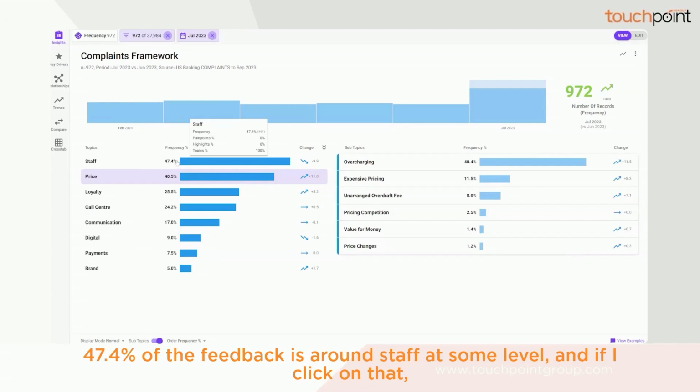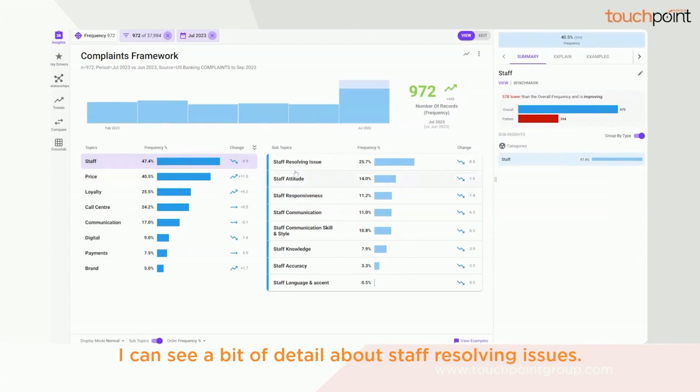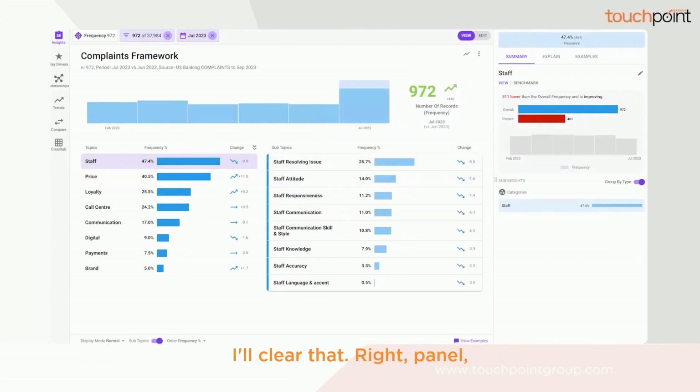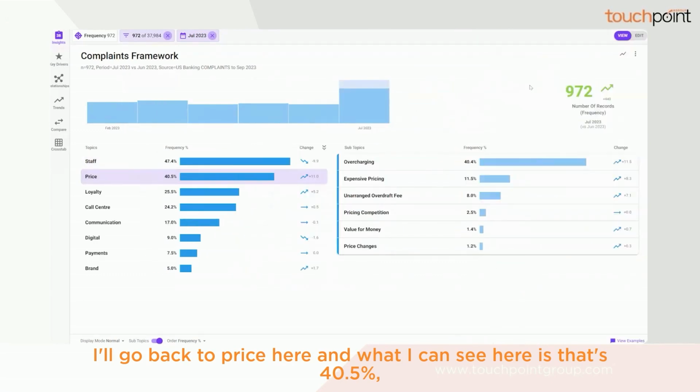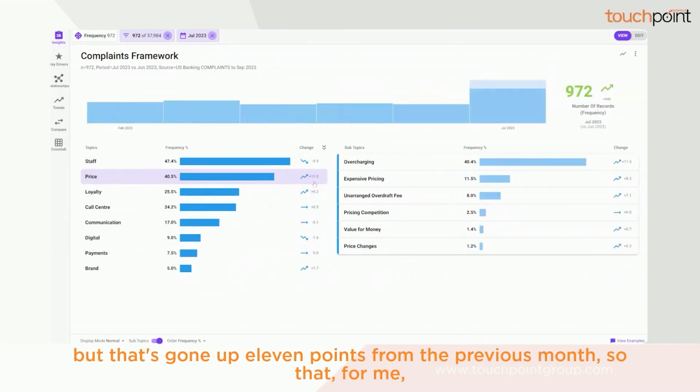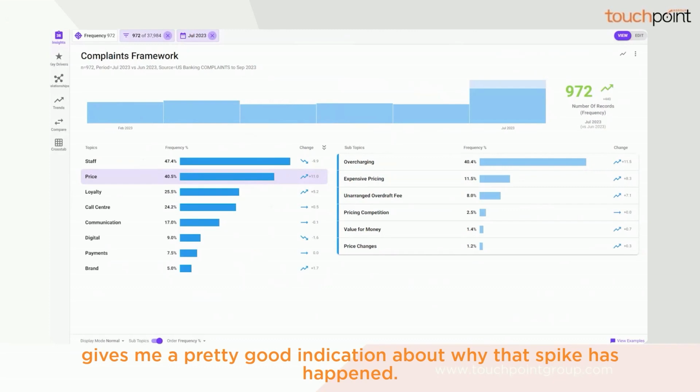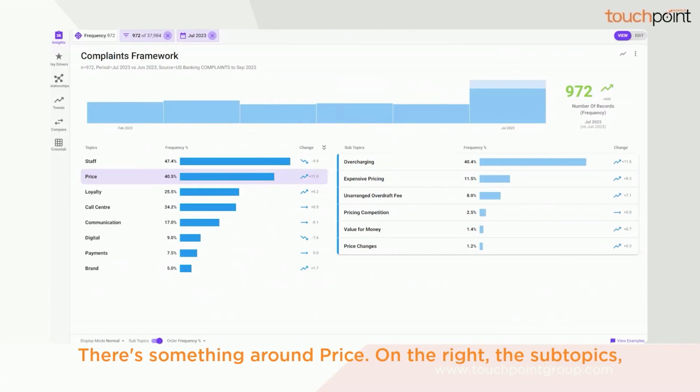So 47.4% of the feedback is around staff at some level. And if I click on that, I can see a bit of detail about staff resolving issues. I'll clear that right panel. I'll go back to price here. And what I can see here is that's 40.5%, but that's gone up 11 points from the previous month. So that, for me, gives me a pretty good indication about why that spike has happened. There's something around price. On the right, in the subtopics, I can see there's something in there around overcharging.